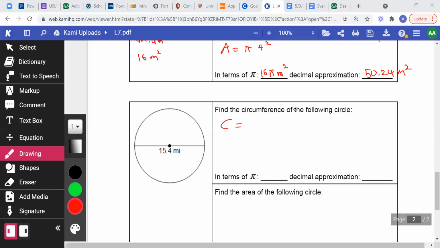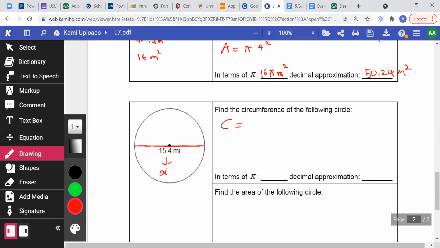Here, what do we have? This time around, we only have the diameter. So which is what? D. The diameter is the distance, you know, a chord that passes through the center. So it takes the whole of the half of the circle, okay, to be able to attain the diameter.